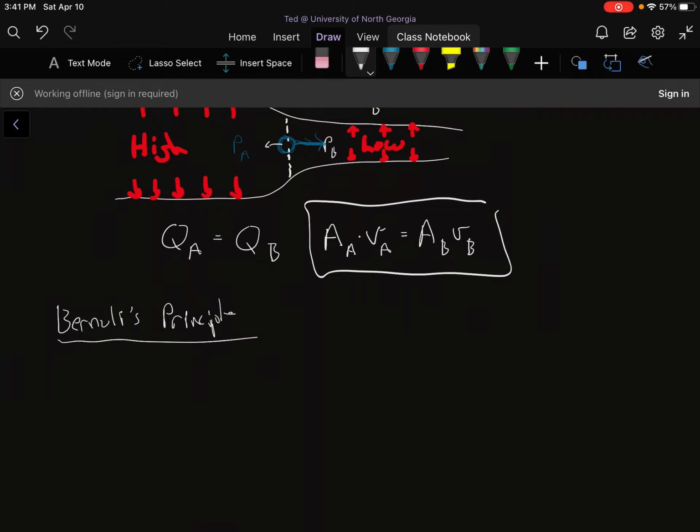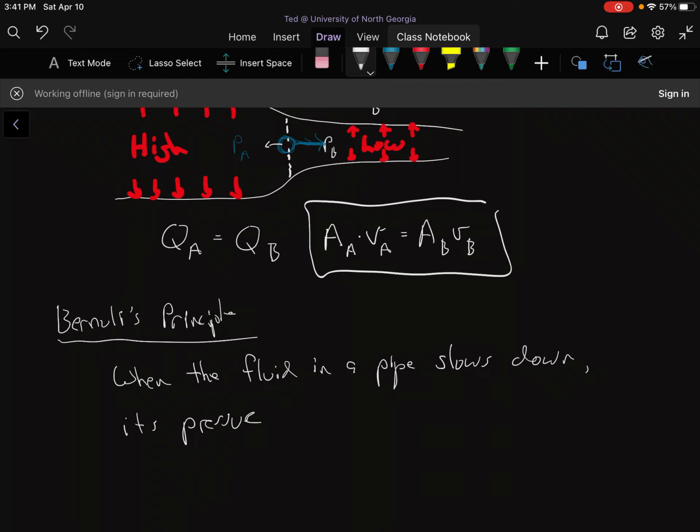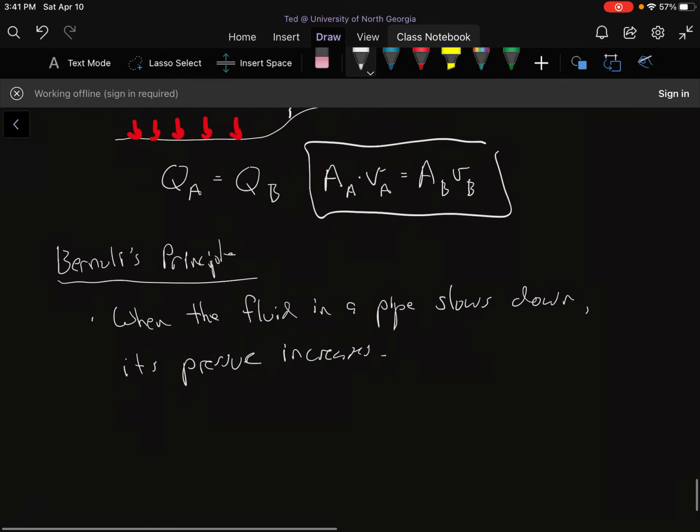I almost certainly spelled Bernoulli wrong. Sorry about that. This is Bernoulli's principle. And Bernoulli's principle says when the water, or shouldn't say water, when the fluid in a pipe slows down, its pressure increases, and vice versa.